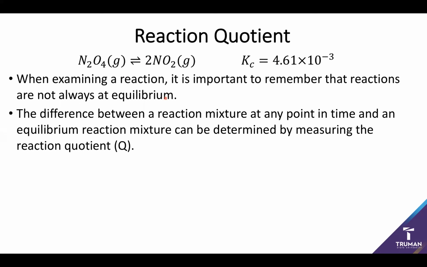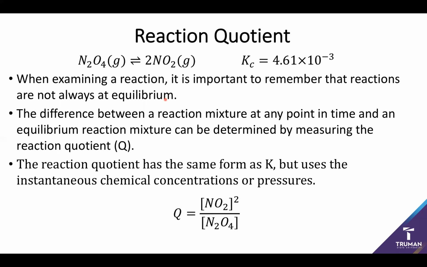So the reaction quotient is going to take the same exact form as our equilibrium constant, but the key difference here is it's not going to use the pressures or concentrations at equilibrium. Instead, it's going to use the momentary or instantaneous concentrations. So one of the key things is if you have a Kc, you're going to want to make sure to use only molarities. If you have a Kp, make sure to use pressures.